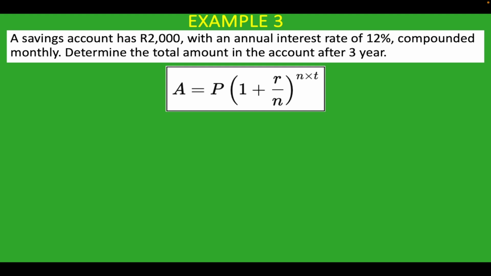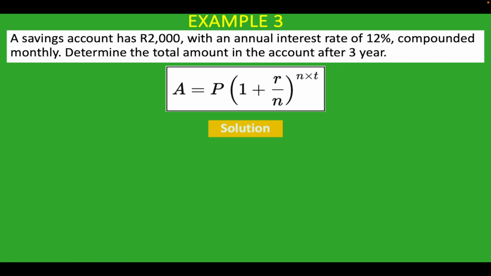Our P is obviously 2,000 Rand, and then our R here is 12 divided by 100, 0.12, that is 12%, but putting it as a decimal is 0.12 as I've just mentioned, and then we divide that by N. What is our N? How many compoundings do we have? Well, we are told that it's compounded monthly, so how many months do we have in a year? That's 12. Okay, so our R is 0.12, our N is 12, and remember that's the compoundings per year, and then we raise that to the power of N, which is 12, multiplied by T. How many years are we dealing with here? Well, we're dealing with 3 years.